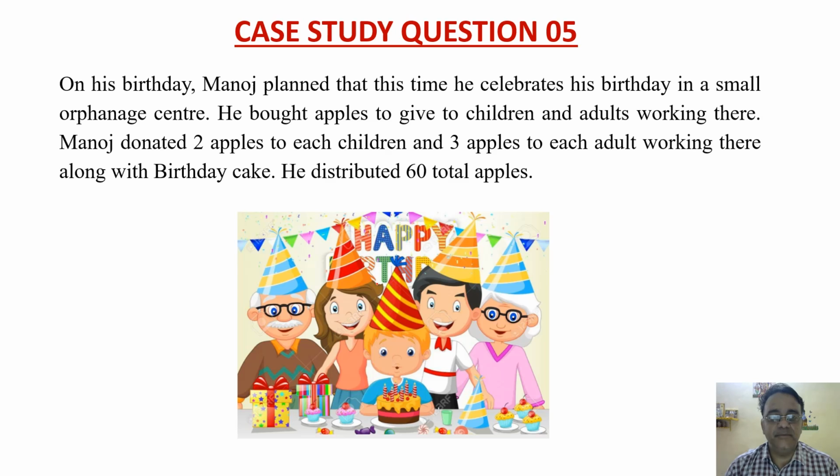On his birthday, Manoj planned that this time he celebrates his birthday in a small orphanage center. He bought some apples to give to children and adults working there. Manoj donated 2 apples to each children, 3 apples to each adult working there along with birthday cake. He distributed 60 total apples. Right? तो statement समझ में आ गया? Suppose the number of children are x and the number of adults are y. So what will be the equation? 2x plus 3y is... Very good. 2x plus 3y is equals to 60.